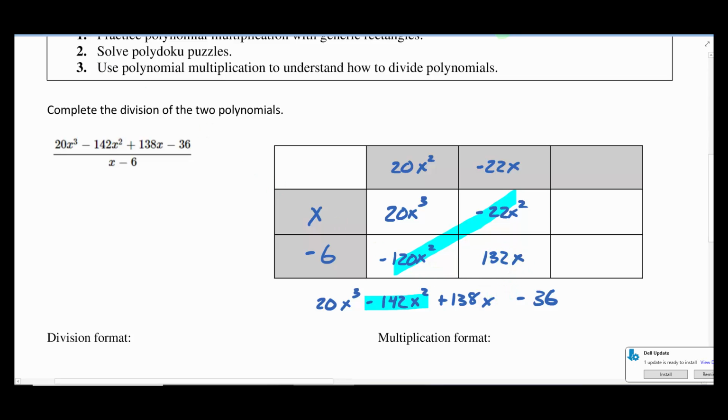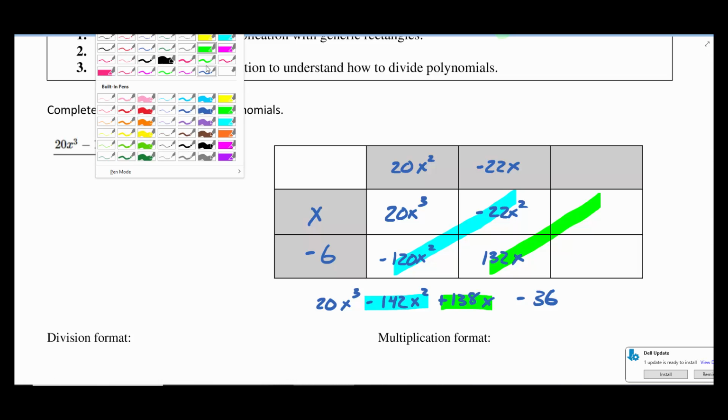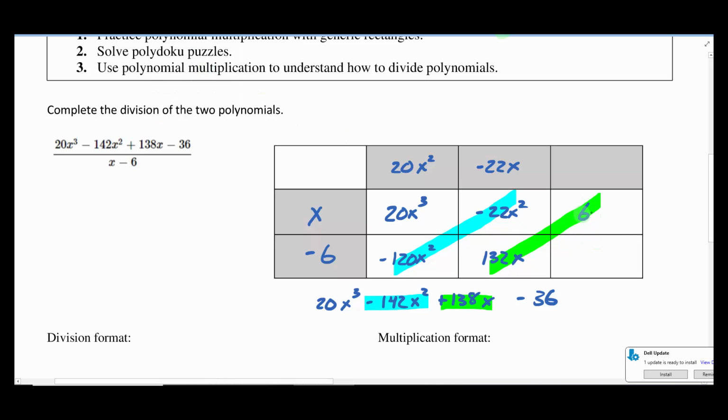All right. So now I'm thinking about the next diagonal. This next diagonal here, this is where the x's exist, and we need 138 of them. So I've got 132 here, so I need 6 more. So I'm going to put 6 more x's to complete that diagonal here. Something times x gives me 6x, well, that has to be 6, and 6 times negative 6 is negative 36, and that's what we expected to see. Okay.